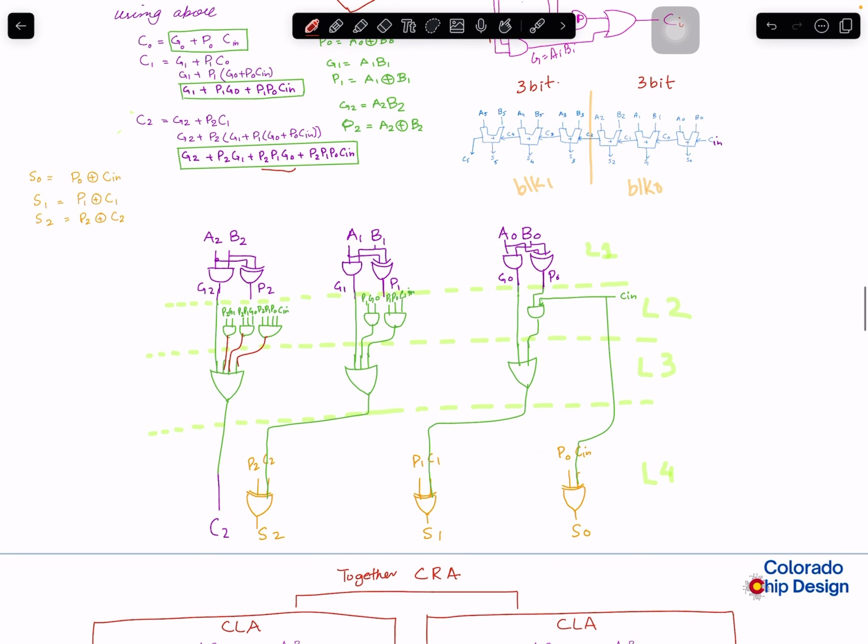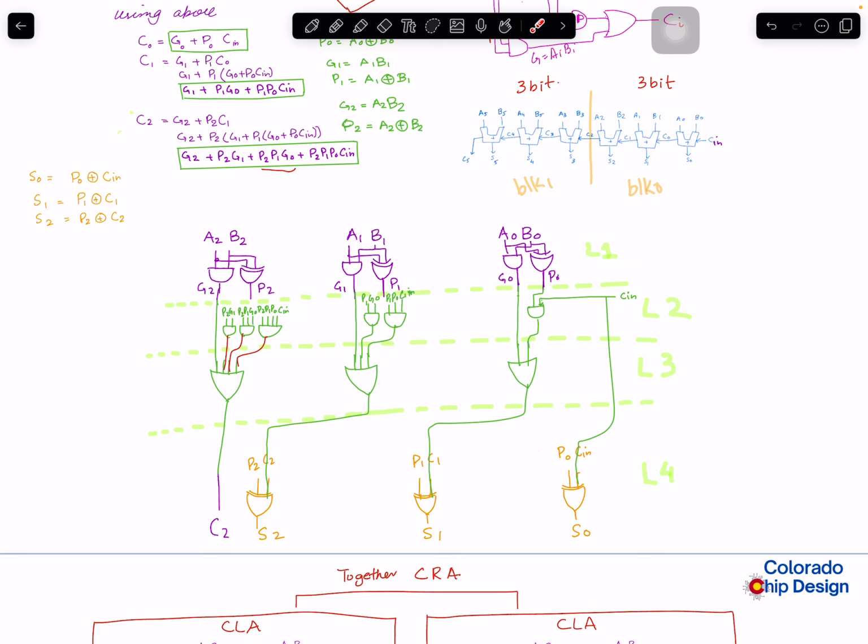So we have this result in like 3 stages. As soon as A2, B2 are available, we can calculate G2, P2. As soon as these are available, these inputs will come here. I didn't draw them, but they will come from here. So it connects to P2 and G1. So G1 is here. Then P2, P1, G0 is here. So basically you will have wires coming from here.